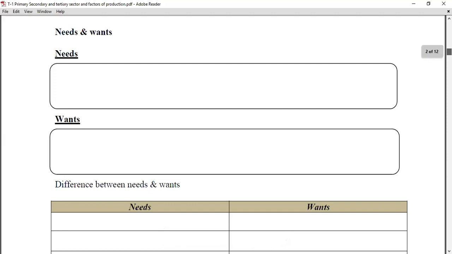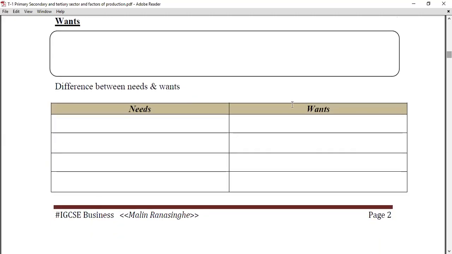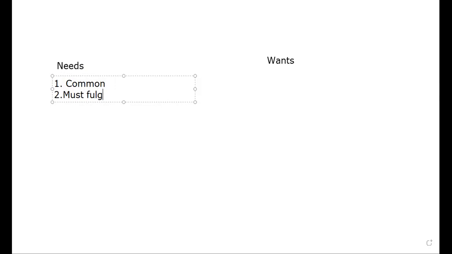And there's another table for the difference between needs and wants. Write down about four lines on the difference between needs and wants. On one side we write needs, on the other side of the table, wants. The main features of needs: needs are, let's say, common. Another thing is they must be fulfilled.